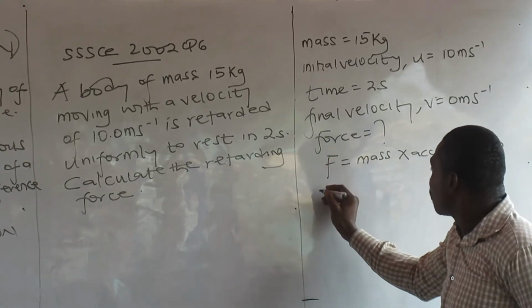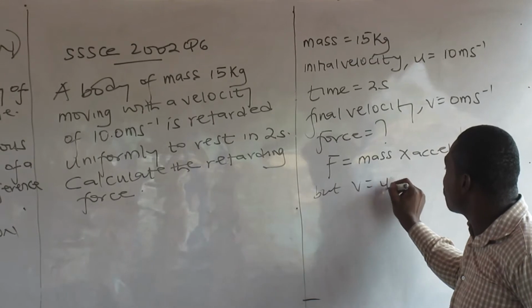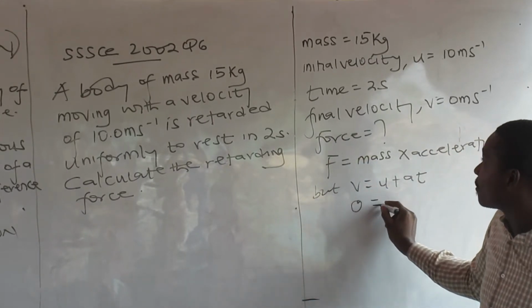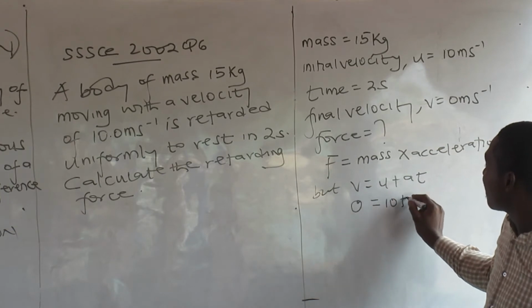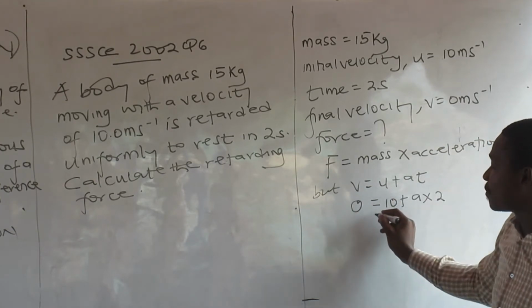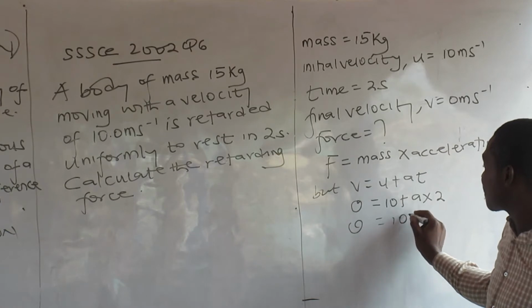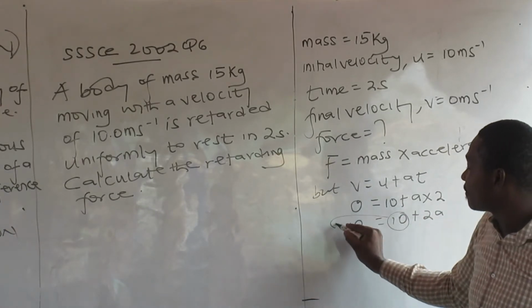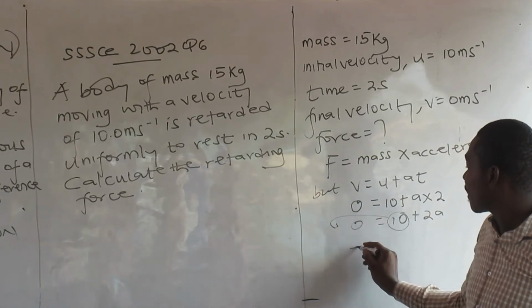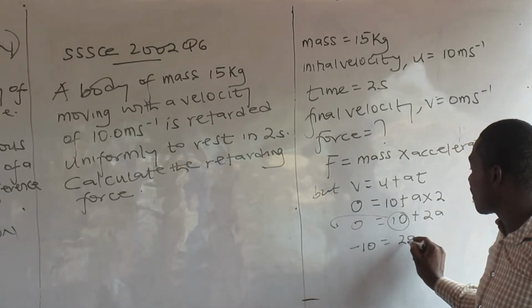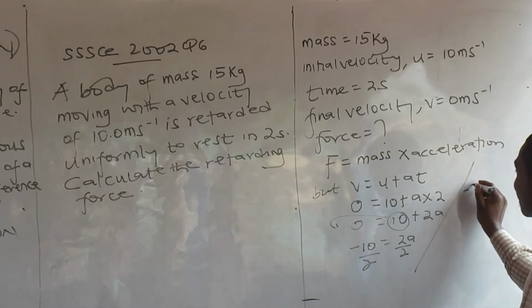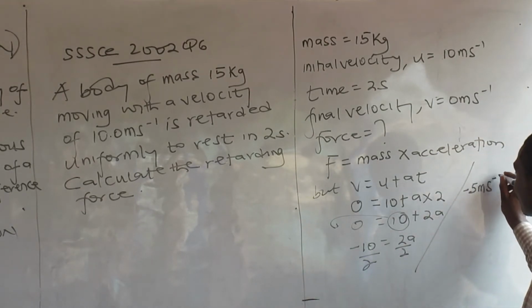Good. So I want to use V equals U plus at. My V here happens to be 0. U was given as 10. Acceleration, I don't know. My time is 2. So 0 equals 10 plus 2a. I'll be getting negative 10 equals 2a, over 2 over 2. So I have negative 5 meter per second squared equals a.